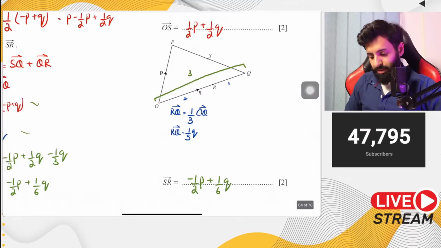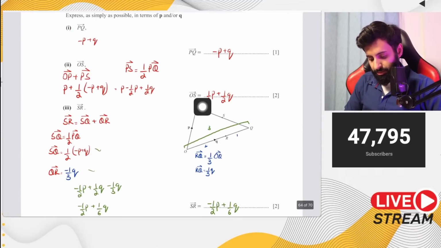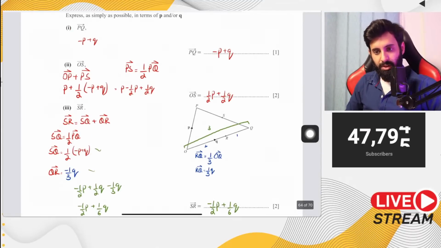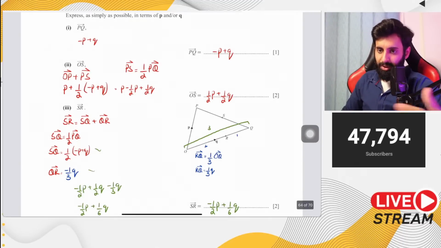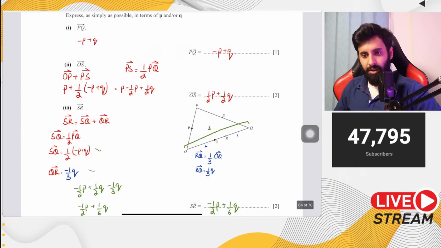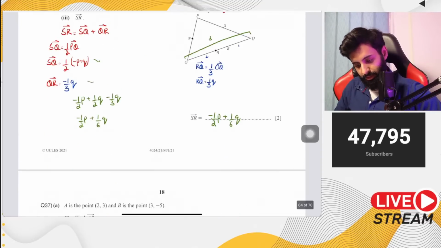Why minus P plus Q? Because, beta, we're going from P to Q, so if we're going in the opposite direction, obviously it's going to be minus P plus Q, okay. Now for those of you who are asking me to explain it again, I would suggest just rewind the stream and then watch it, okay.